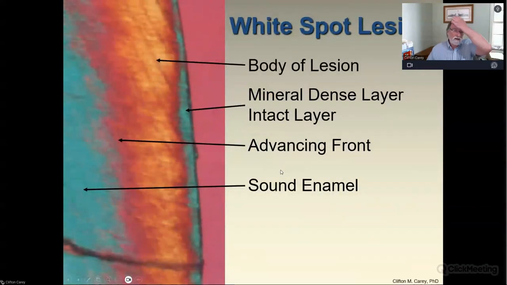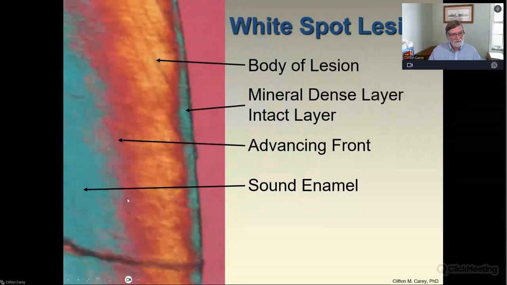So just so that you have an idea of what I'm talking about, there's some terminology. That mineral dense layer on the outside of the tooth is sometimes called the intact layer. Then the body of the lesion is this orangish yellow part here that you see, and we'll talk about that in a little bit. And then there's this advancing front. You notice the pink area right here, just along the advancing front of the lesion. That's where the mineral is being dissolved. It dissolves from the deepest portion of the lesion. And then, of course, the sound enamel is on the inside.